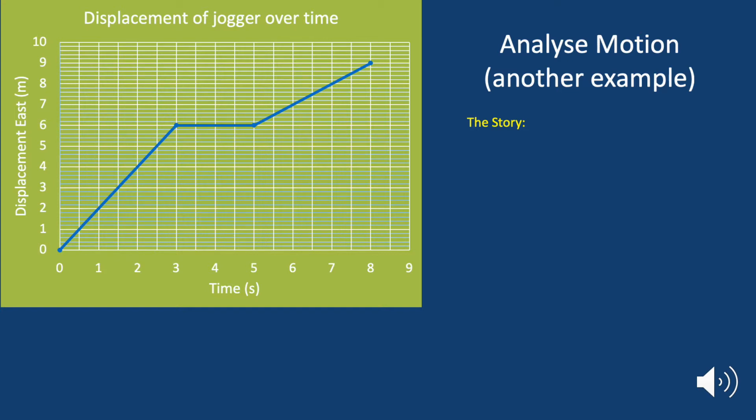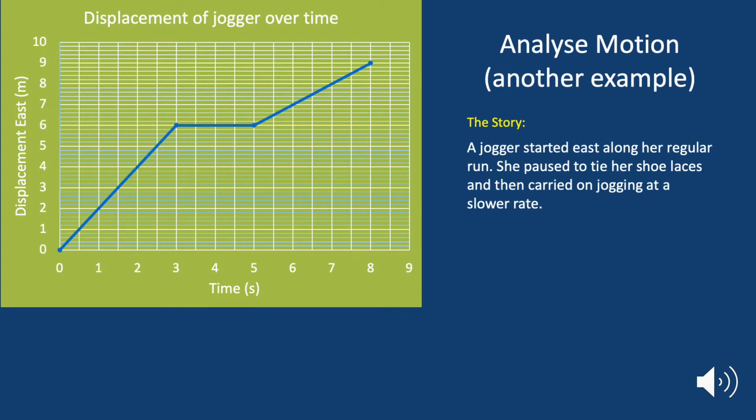Here's another example. First of all, we need a story. A jogger started out east along her regular run. She paused to tie her shoelaces, and then she carried on jogging, albeit at a slower rate. What can we get out of this graph? We can see that at 2 seconds, she was 4 meters down the road. So the graph tells us that story.